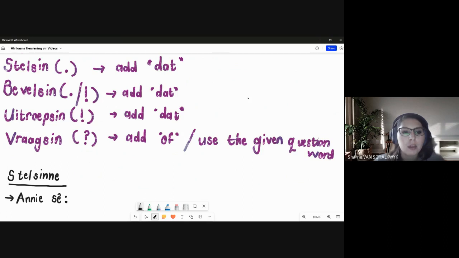Then we have, what is that punctuation in Afrikaans? In English, it's a colon. In Afrikaans it is a dubbelpunt. I'm just going to put it here because you guys forget. A double point, a dubbelpunt. Then you have your inverted comma. What is that in Afrikaans?